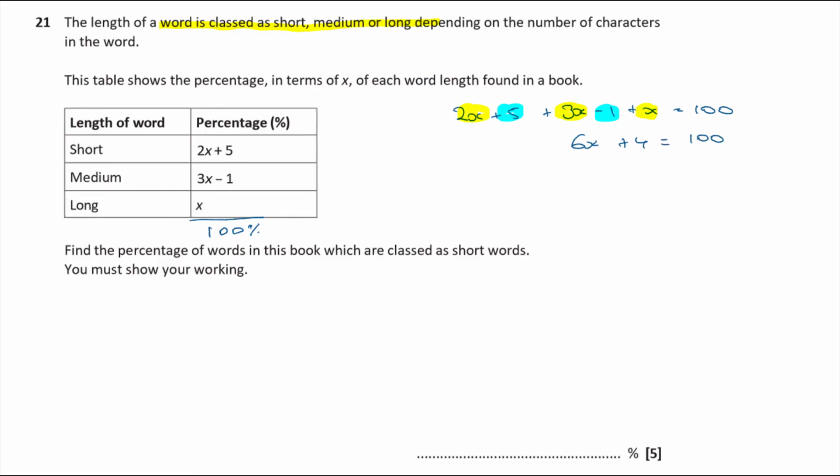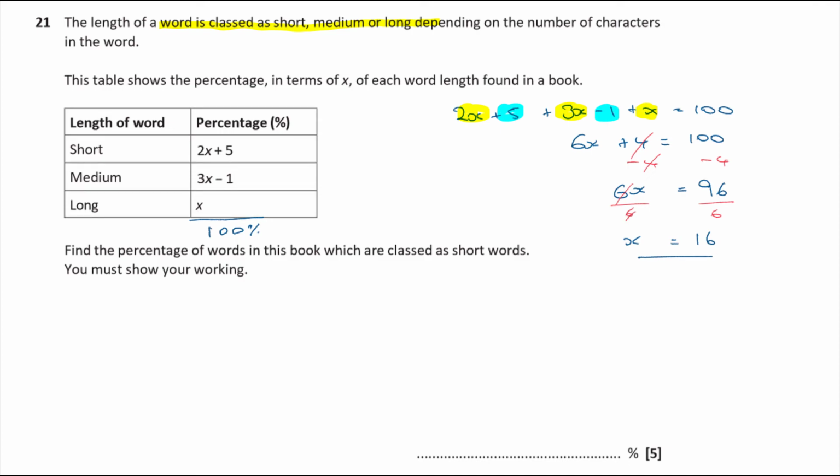Taking 4 away from both sides, they're going to cancel, and that's going to leave me with 6x equals 96, which I hope is going to divide by 6. So dividing both sides by 6, that's going to leave me with x. x equals what? 6 into 96. I think that's 16, isn't it? Goes in 16 times. So that tells me x is 16.